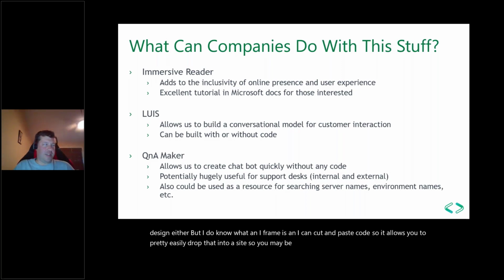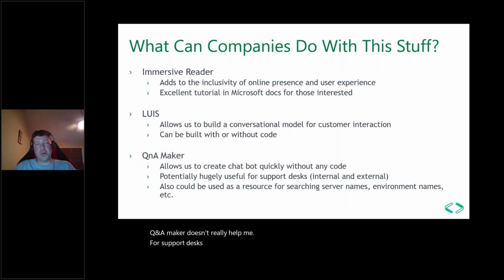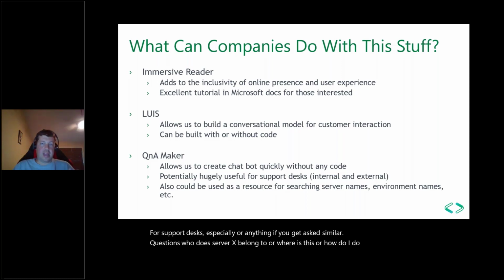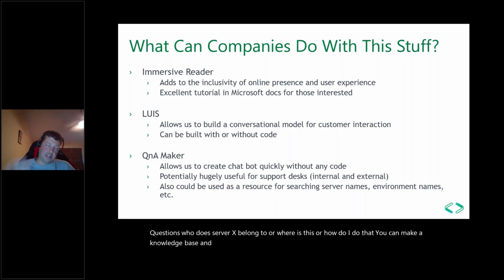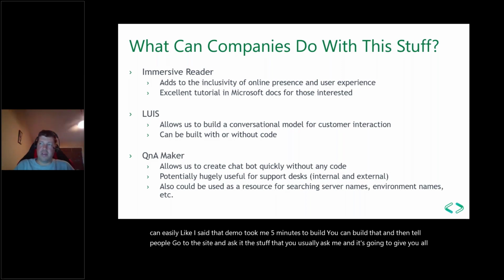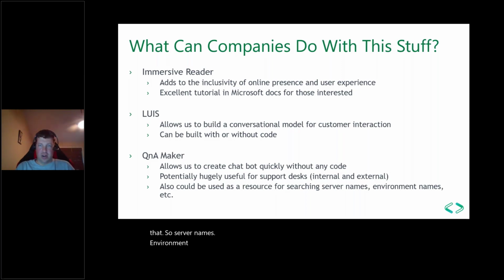So you may be like, well, I'm a DBA, or I'm a dev, or I'm a support analyst. QnA Maker doesn't really help me. For support desks especially, or anything, if you get asked similar questions, like who does server X belong to, or where is this, or how do I do that, you can make a knowledge base and tell people, instead of talk to the hand, talk to the bot. And you can offload that onto it. If there's a fixed list and you're always asked the same stuff, you can easily build that. Like I said, that demo took me 5 minutes to build. Then tell people, go to the site and ask it the stuff that you usually ask me, and it's going to give you all that. Server names, environment names, personnel, if you're in HR, you can do that easily. If you can write a list of questions and answers in a document, you can use that.